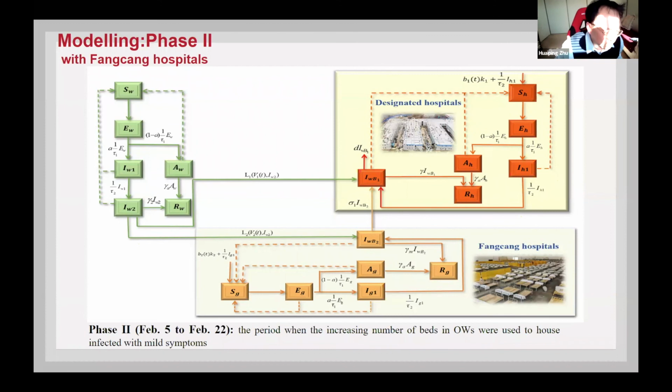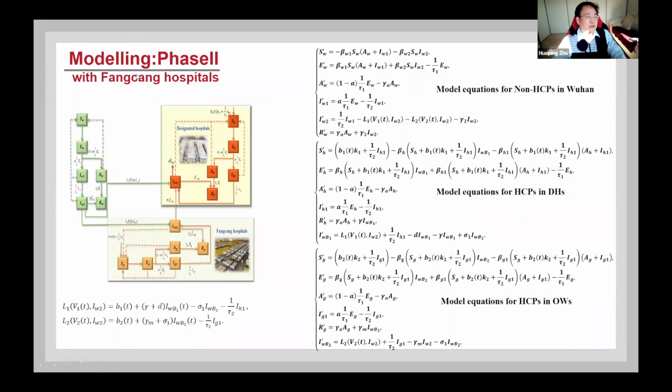So this situation changed till the third stage of phase two. This is a model for phase two. Now we have three big units. This is the general public, this is the designated hospital, this is the Fangcang hospital. We have two formulas to count the hospital beds available. So of course we will have three systems of models. This is for the general public, this is for healthcare workers in designated hospital. This is for the people in the Fangcang hospital. I'm sorry, I haven't changed this OW observation ward.